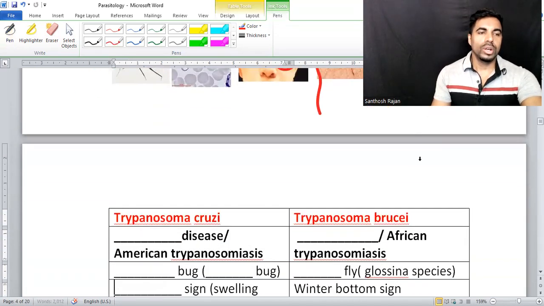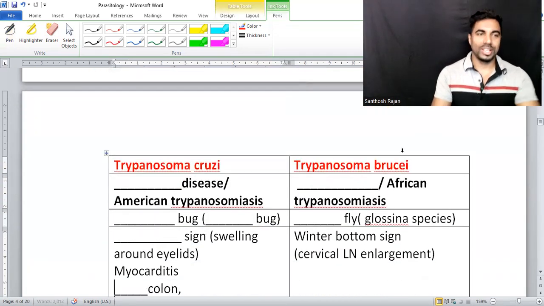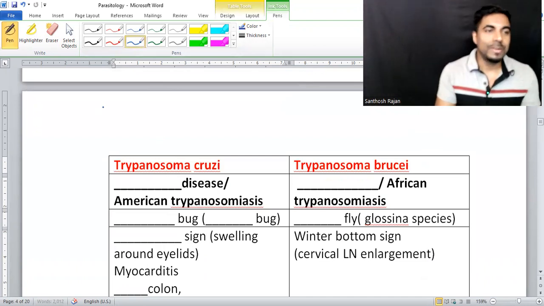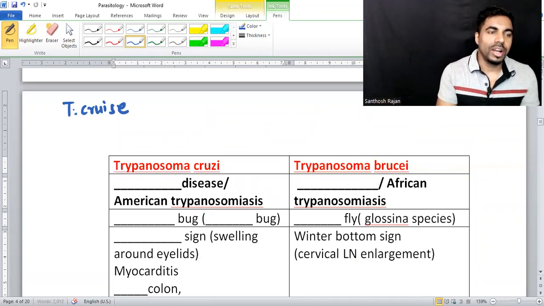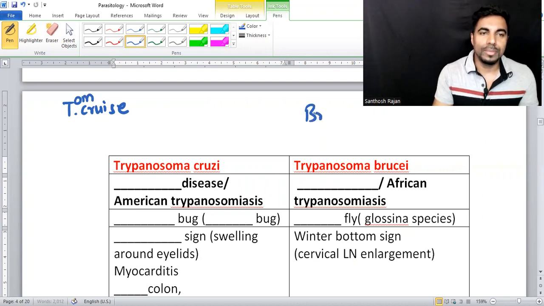So how to remember? I'll give you a shortcut. It's very easy. I love this topic, in fact. The first one, Trypanosoma cruzi, is basically Tom Cruise. Remember our actor, Tom Cruise. And this one will be your Bruce Lee. Brucella, Bruce Lee also is here. One more Bruce Lee here also.